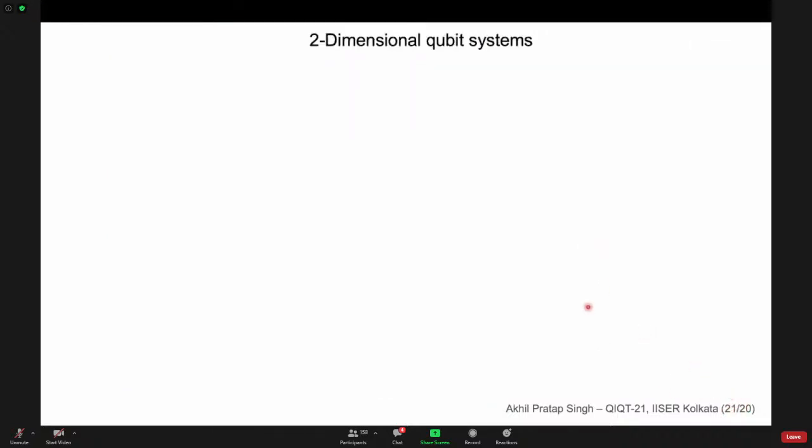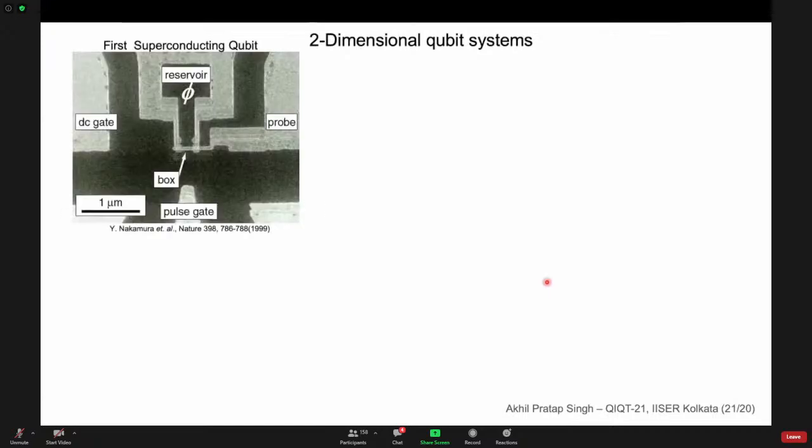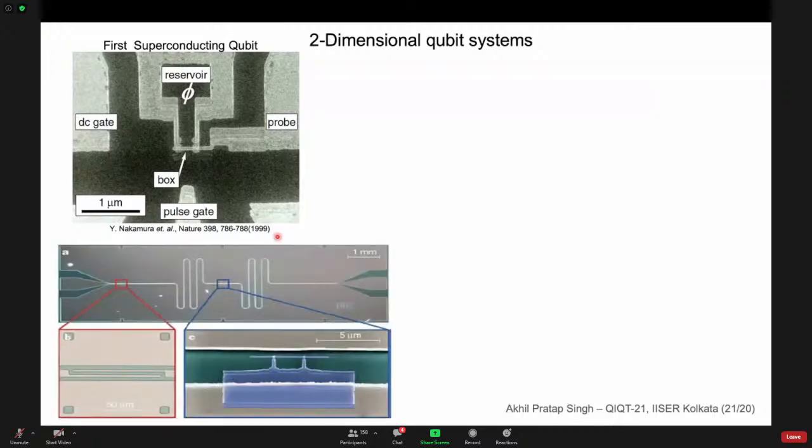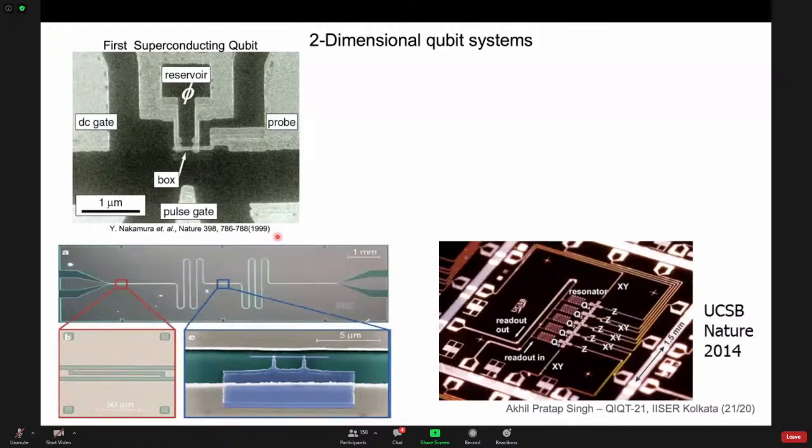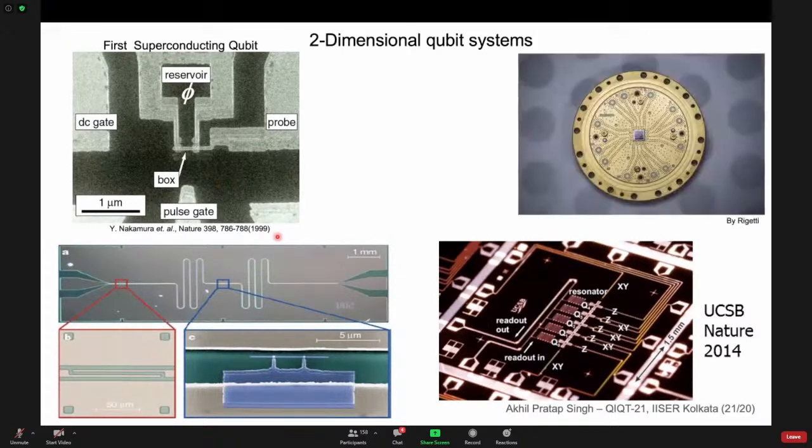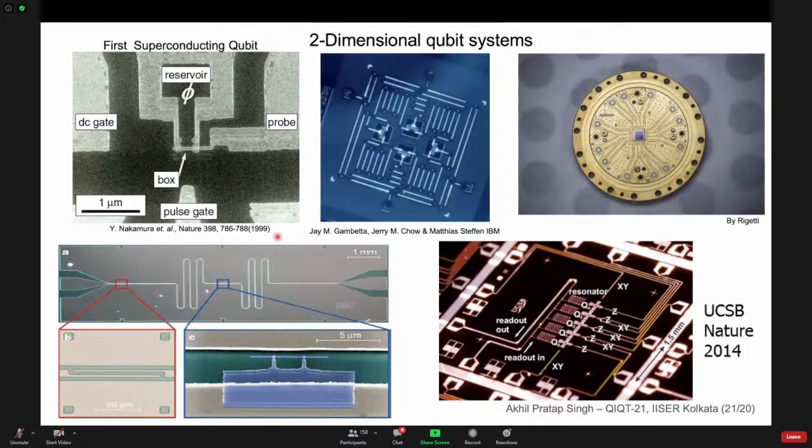Sorry, the total slide numbers are not consistent. So we have 2-dimensional as well as 3-dimensional qubit systems. So for the 2-dimensional system, this is the first qubit realized, like Professor Panigrahi was also mentioning. This was realized in 1999 by Professor Yasunobu Nakamura, who fortunately is also my supervisor. So he showed for the first time the coherence in solid state qubits. And then over the years, the design, the quality, and the technique to realize this has been evolving, and it has given rise to a lot of different architectures by different companies and different labs across the world.